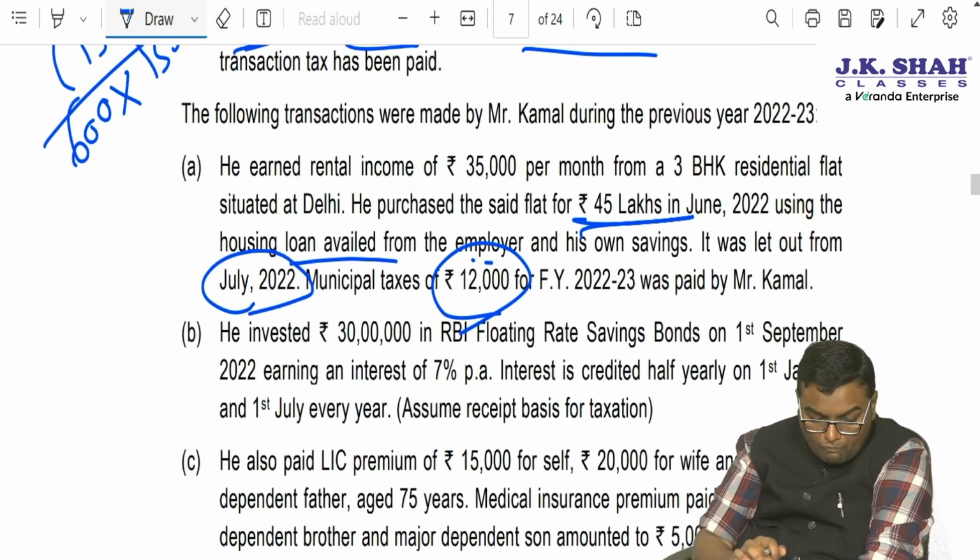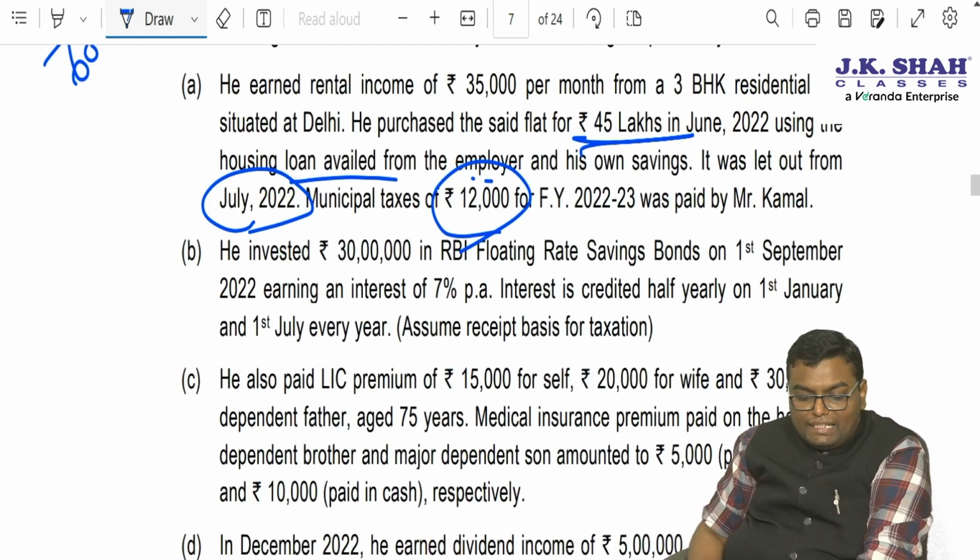Further, he invested 30 lakh in RBI floating rate savings bond on 1st September, earning an interest of 7% per annum, which is credited half yearly on 1st January and 1st July every year. Assume receipt basis for taxation. So, as per section 145, if you are following receipt basis for accounting, then income is taxable on receipt basis. RBI bond interest is taxable.